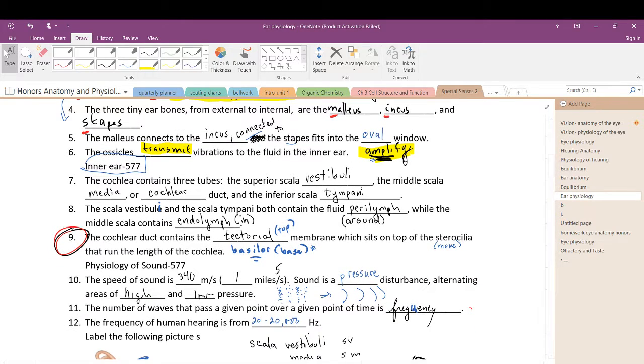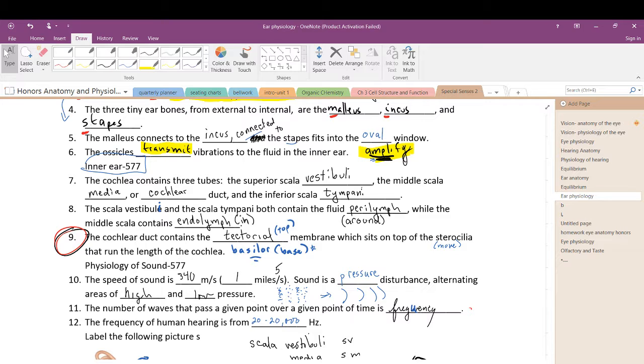we're going to have the cochlea. The cochlea is what we want to look at. Now, we're going to look at a picture just a bit, so I think you're going to understand that far better when you look at the picture. But we have three tubes inside one larger tube. And so we have the superior scala vestibuli, the middle scala media, this is also called the cochlear duct, and then the inferior scala tympani. Now, both of these have fluid inside of it. The vestibuli and the tympani have perilymph, which means around, and the middle scala media contains endolymph, which means inside.